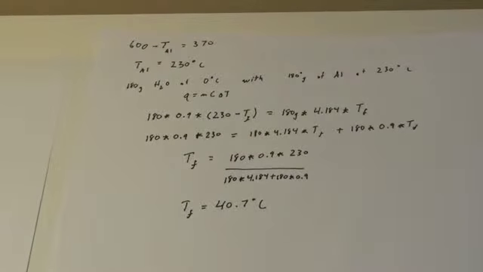So the final temperature of that aluminum water mixture will end up being 40.7 degrees Celsius, assuming no energy gets lost to the container or the air or anything like that. So that's how you would use these two equations to solve problems that have changes in states and changes in temperature.